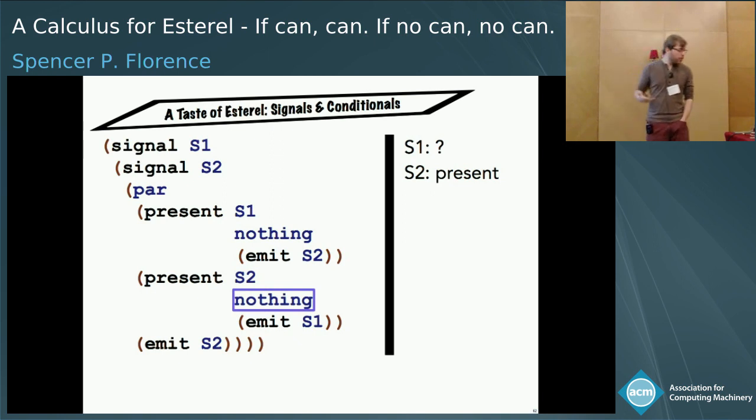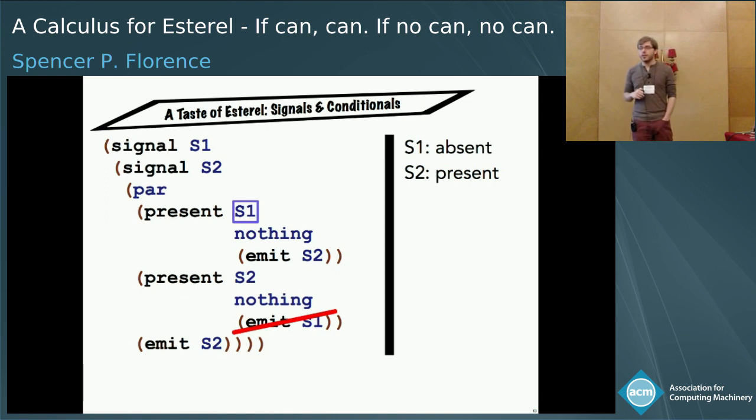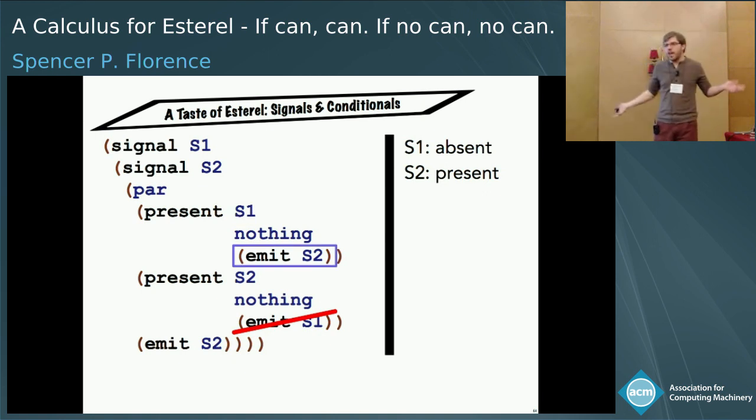And now, because we've taken the first branch here, it's no longer possible to emit S1. We've passed that point in the program. So we can cross that out and set S1 to absent. And now we can figure out what to do with the first conditional, which is to say we can take its else branch and emit S2. But S2 is already present, so this is just an idempotent operation and does nothing. So that's the intuitive notion of how programs like this run.